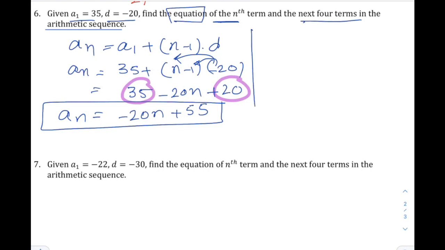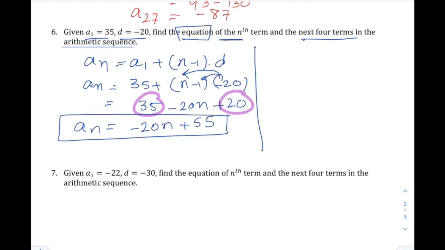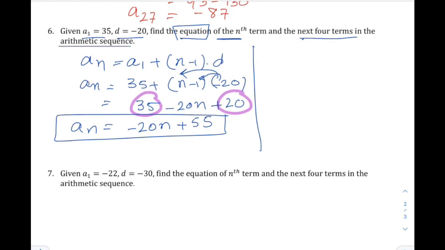Now we will see what is the next term. Now without, I mean, with this equation, it is done. Now how can we find the next terms? We know that a1 is 35 and d is negative 20. So we start by 35 and we will subtract 20. a1 is 35. So 35 minus 20. It will be how much? 35 minus 20. It will be 15.